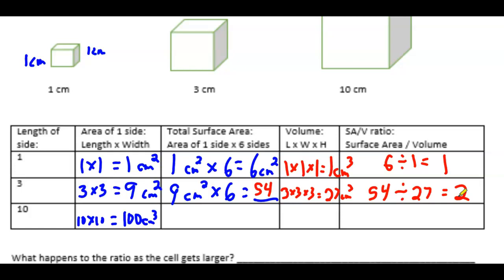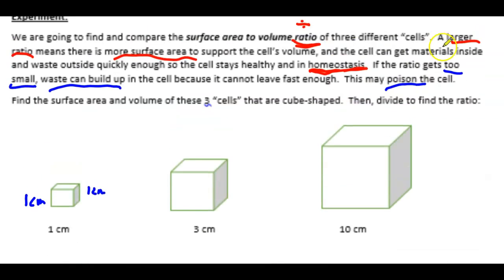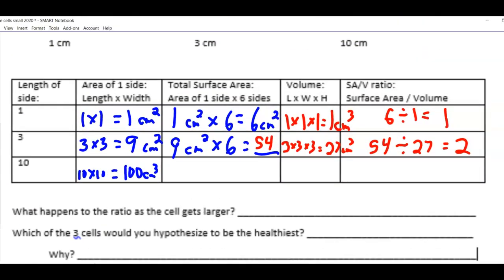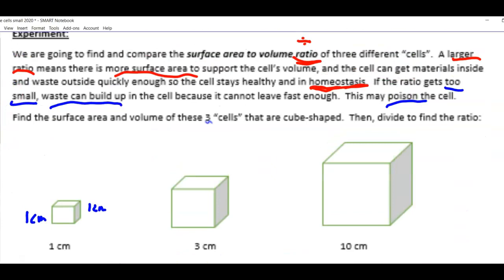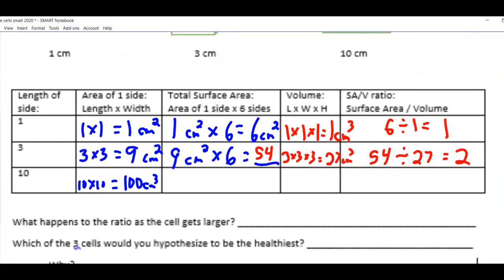So you can see that when the cells got bigger, their surface area to volume is also changing, right? What did it say about up here about that? A larger ratio means there's more surface area to support the volume, and the cell can get materials inside and waste outside quickly, so the cell stays healthy. Okay, so larger ratio is good. So which one of these has a larger ratio?